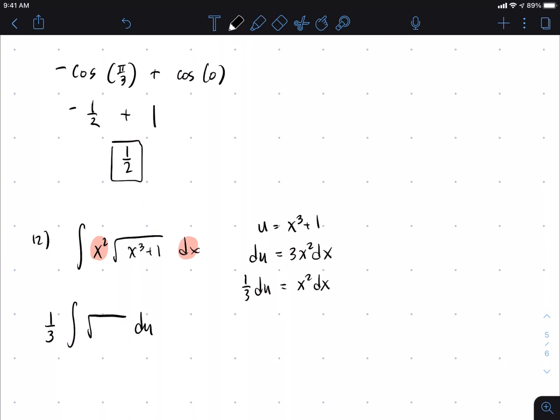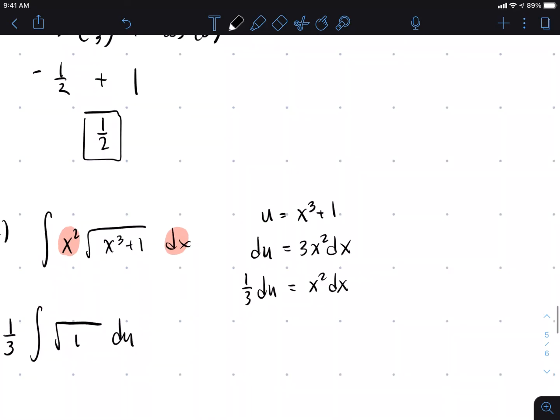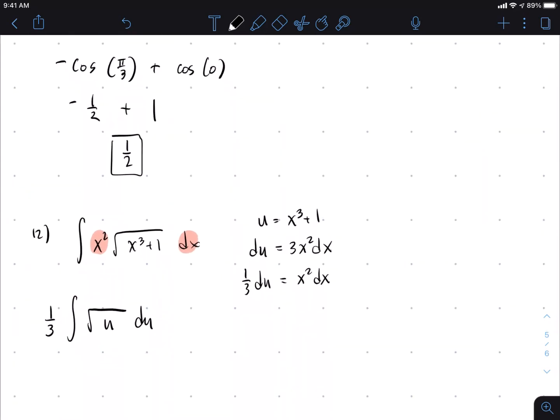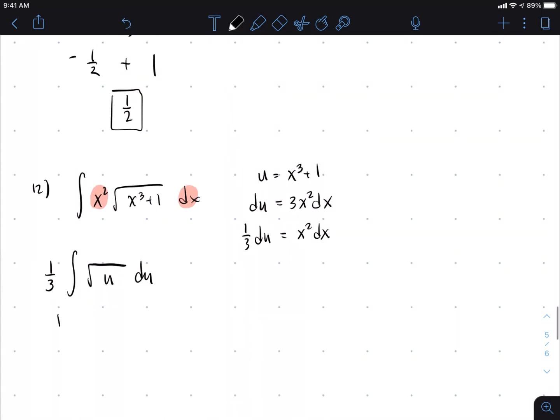What is x cubed plus 1 equal to? It's equal to u. Does that make sense? Now look how easy this integral has become. Now this integral is simply 1/3 the integral of u to the 1/2 du.